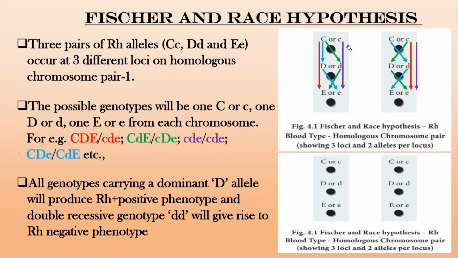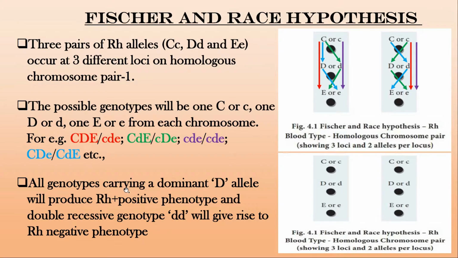So the possible genotype will be capital C or small c, one capital D or small d, one capital E or small e from each chromosome will join, and so the configuration may be like this: capital CDE, small cde, or capital C, small d, small e, capital E, small c, capital D, small e, and so on.